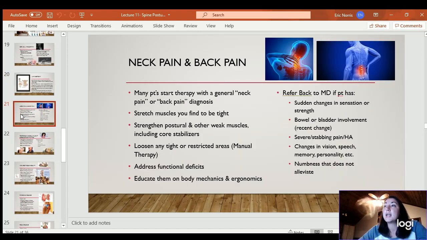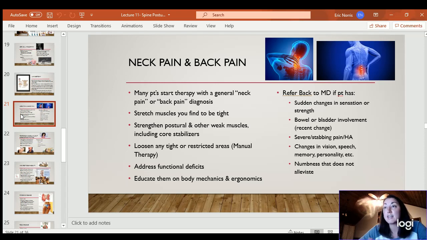Okay, neck and back pain in general. So as you've seen, there's a lot of similarities on how you treat neck pain and back pain, even if the condition is caused by completely different things. So many patients actually come in without a true diagnosis. They come in with just neck pain as their diagnosis or back pain as their diagnosis. And some new therapists kind of get overwhelmed with that. Well, how do I treat if I don't even know what's wrong?